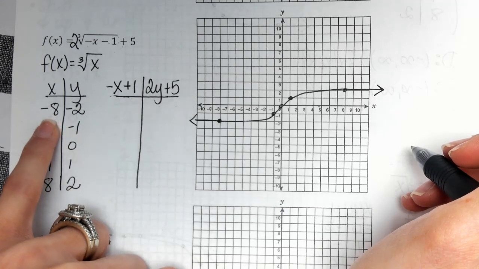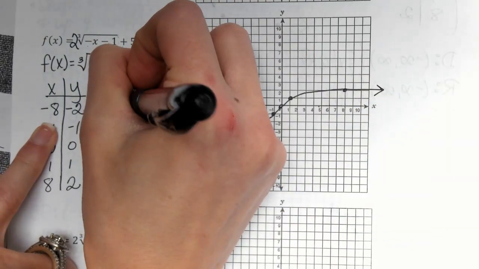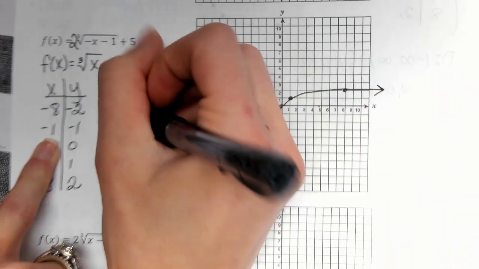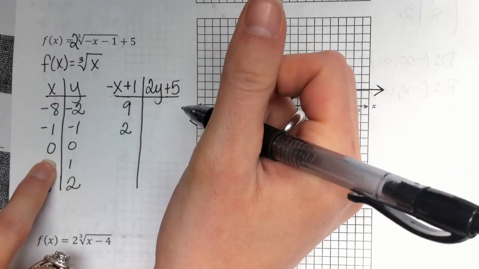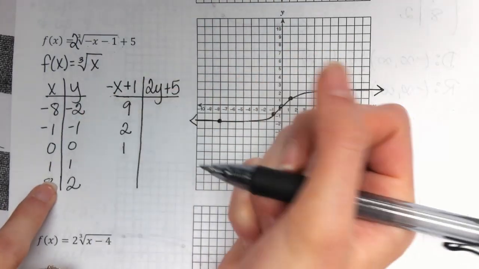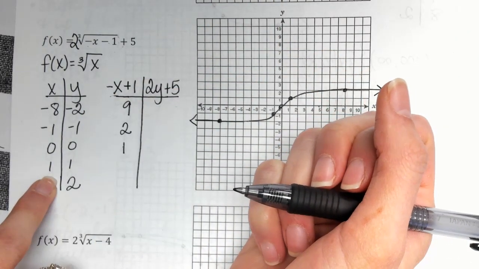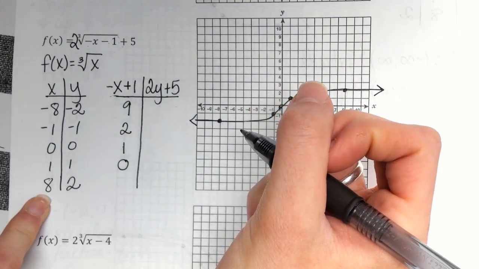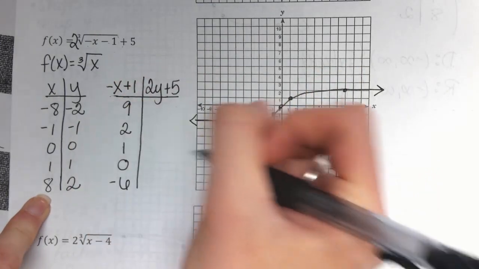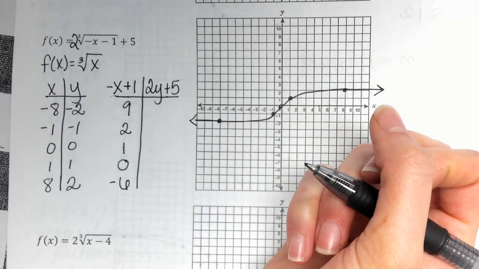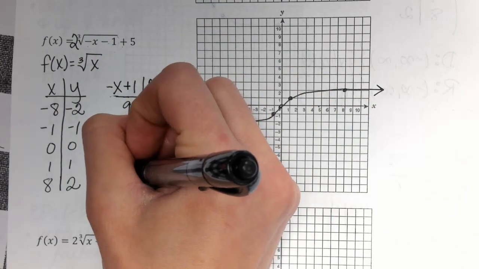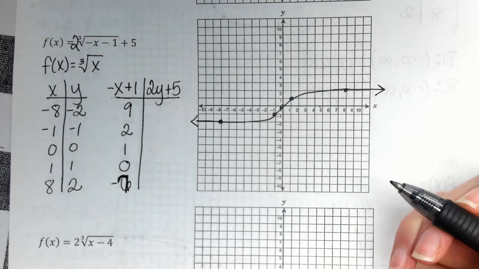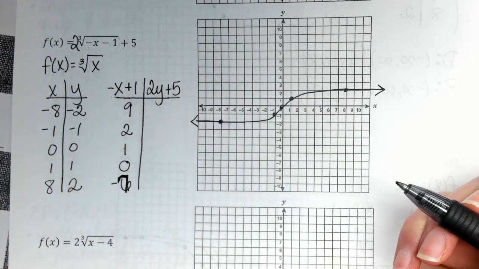So this negative 8 becomes positive 8. 8 plus 1 is 9. The negative 1 becomes positive 1. Plus 1 is 2. 0 plus 1 is 1. Alright, the positive 1 becomes negative 1. Negative 1 plus 1, 0. 8 becomes negative 8. Negative 8 plus 2, negative 6. Oh, my bad. I don't know where I got that plus 2. That should be a 7. Negative 8 plus 1 is negative 7.